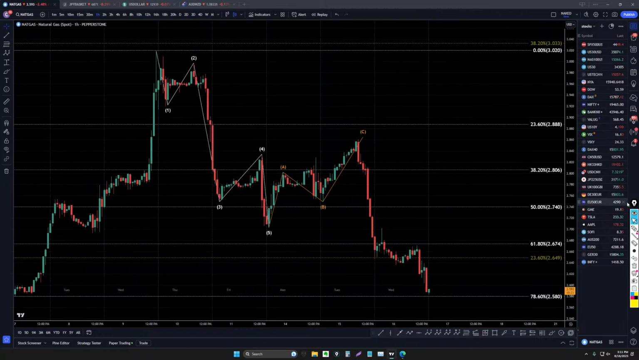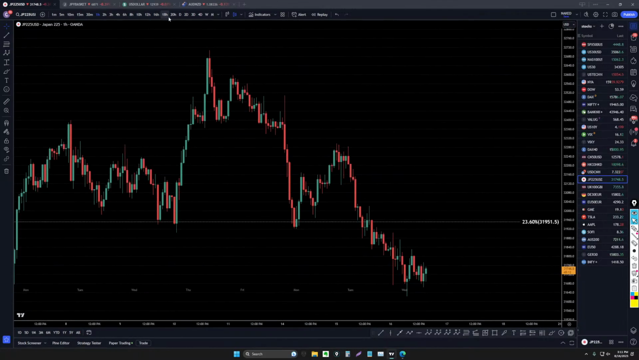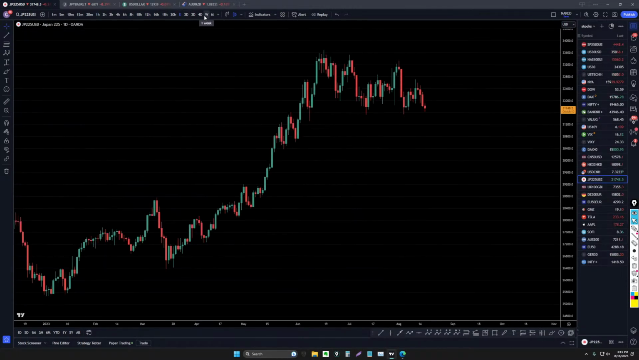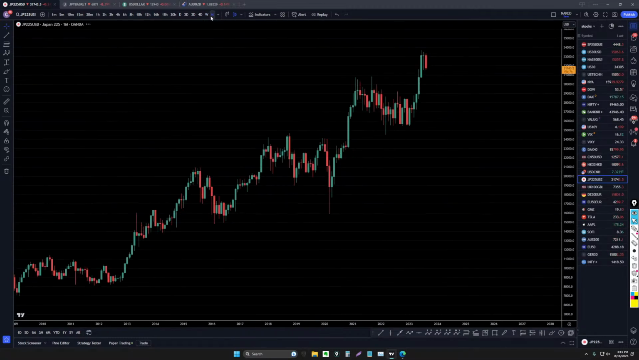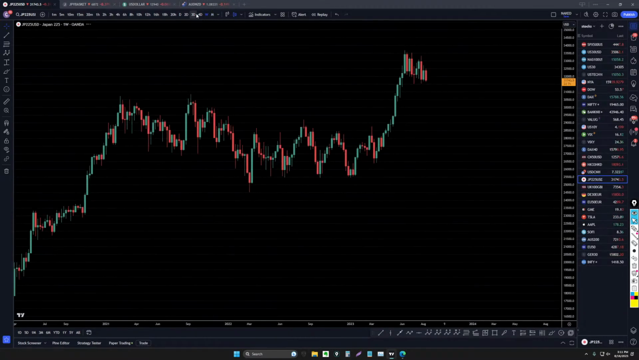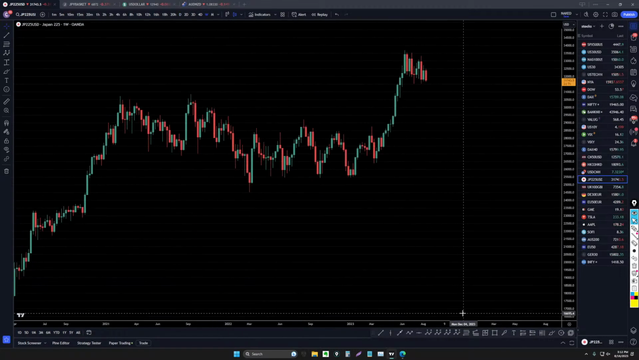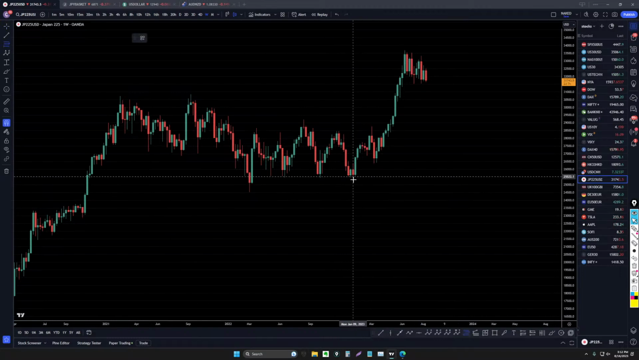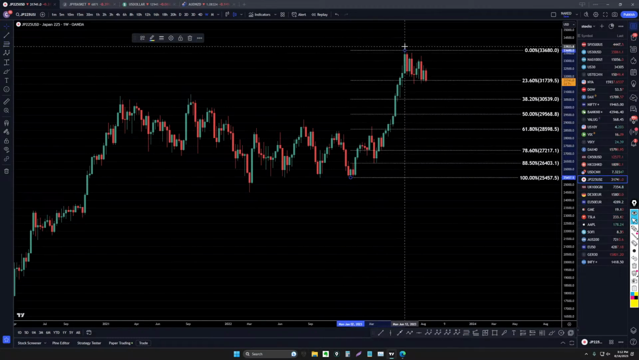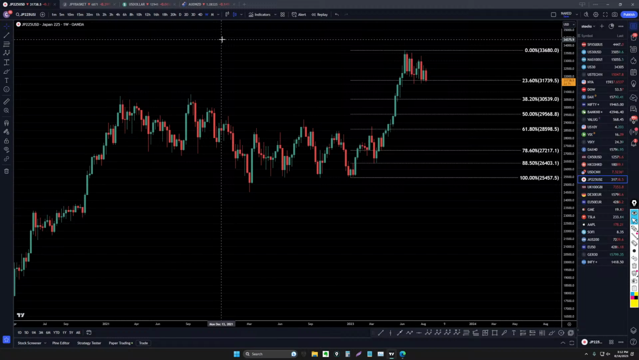So I got a few things to look at on the index. I got to look at the JP225. Do I have it? Yeah, I have it right here. This is something I haven't looked at in a very long time, so you might have to bear with me a little bit. Boy, definitely looks awful corrective. Definitely looks like we're going down.